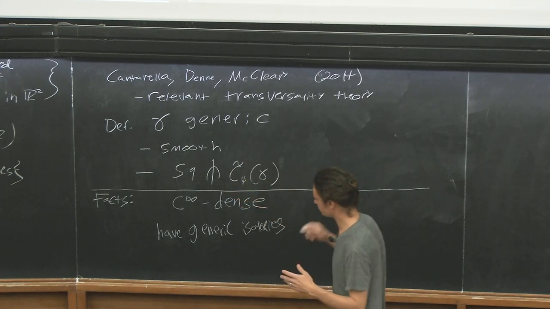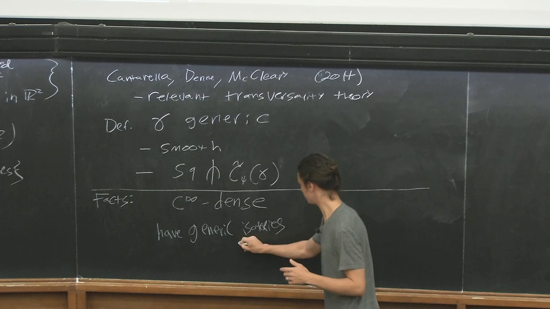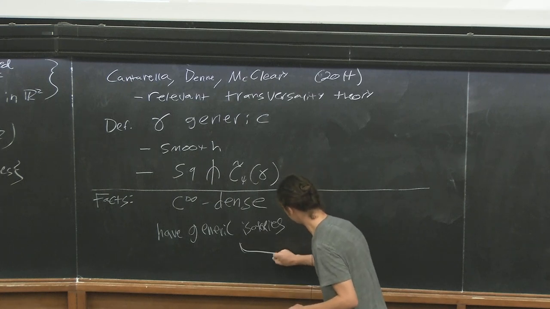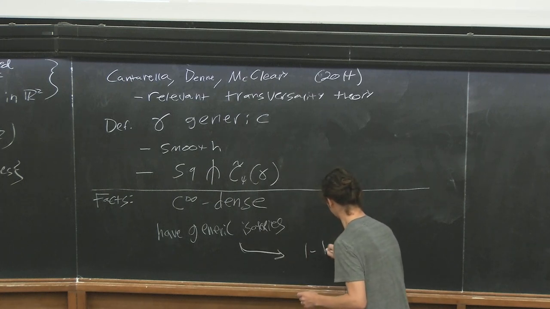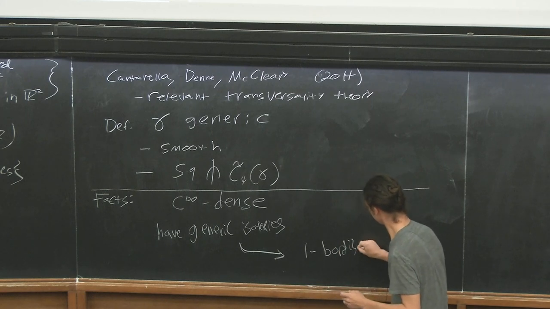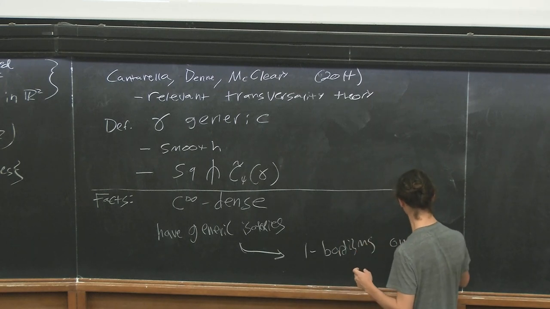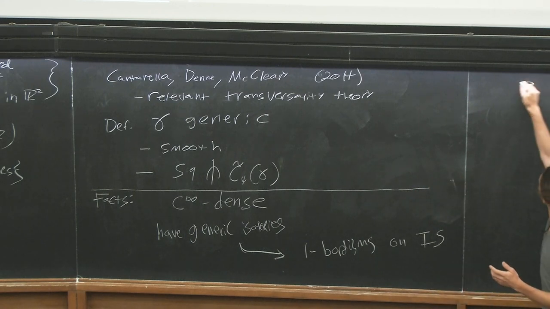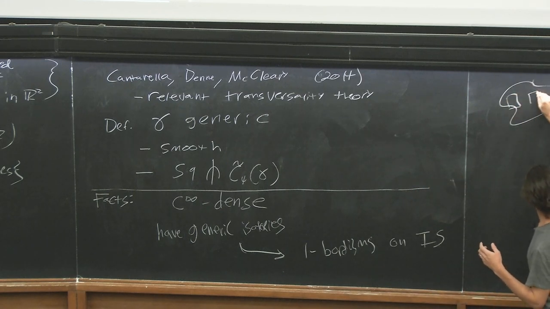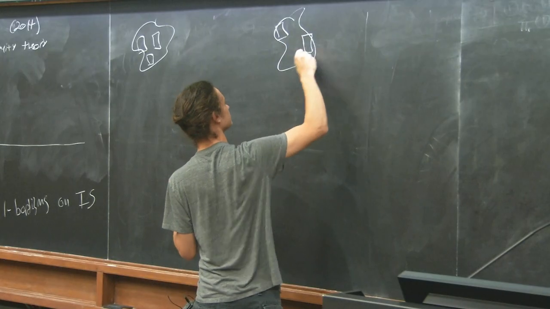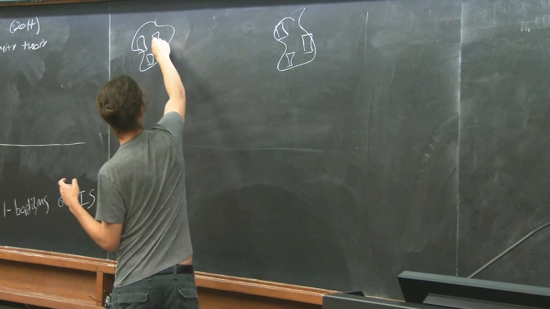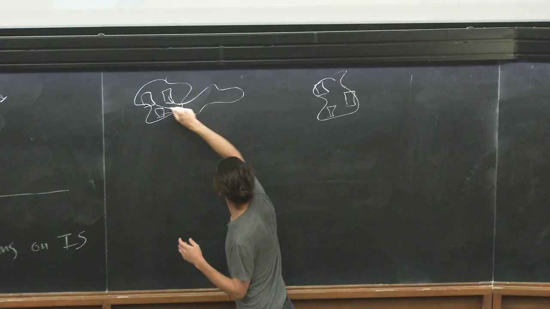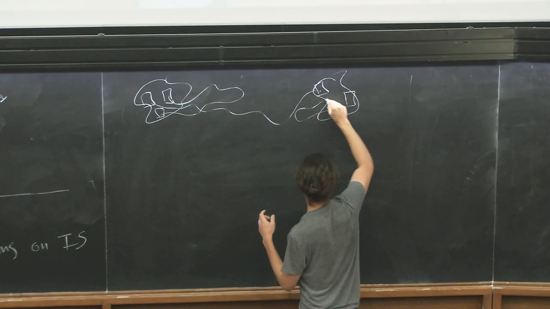So in particular, what's important about these generic isotopies is that they induce one-manifold bordisms on inscribed squares, all right? So if we have two Jordan curves, we'll have some squares over here, and we'll have some squares over here. And then the set of inscribed squares is going to be some one-manifold when we isotope between these things, right?